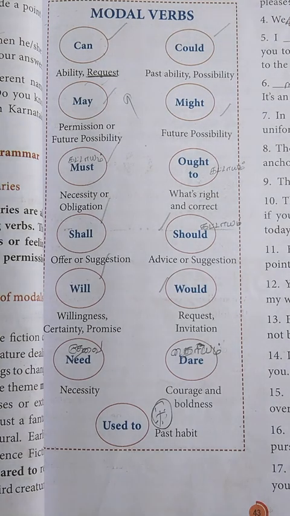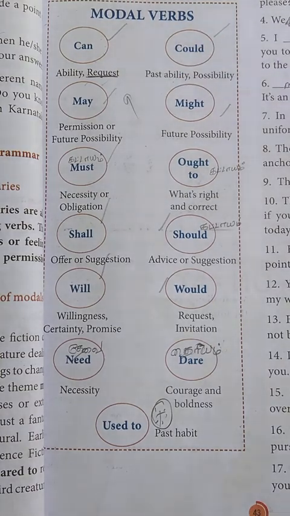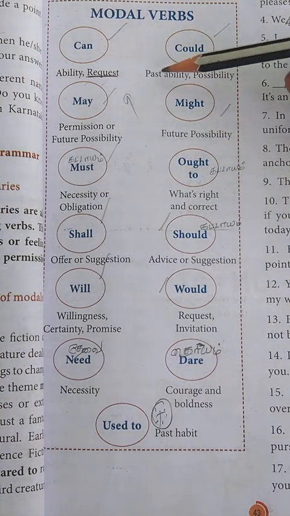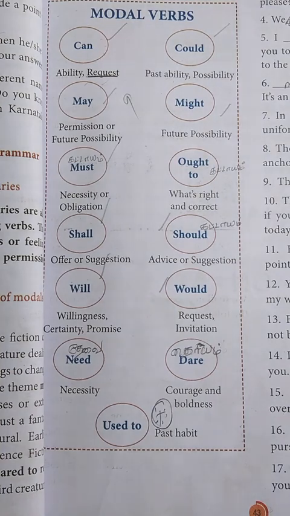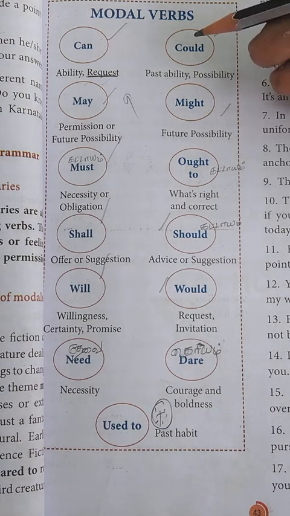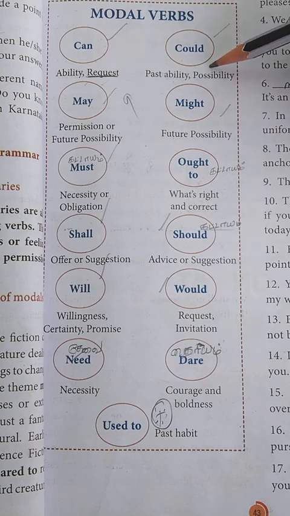Could is also the same thing: past ability. Once upon a time you had it, but not now. That is said to be past ability. For example, a man of 25 or 35 or 40 years may have the ability to run 1 kilometer in a single stretch. But at the age of 80, is it possible? He can't. So he can say, I could run 1 mile at a stretch, but not now. To express past ability, you should use could.